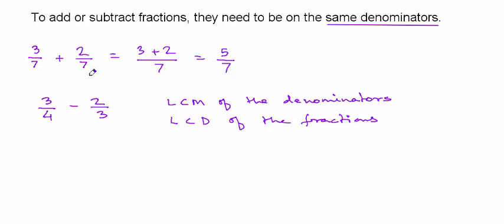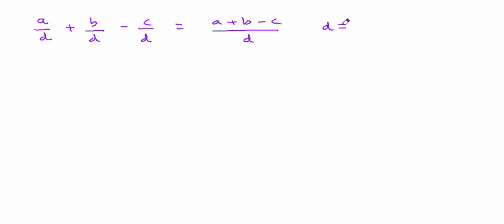The same rules apply when you add or subtract fractions in algebra. Therefore, a over d plus b over d minus c over d is going to be a plus b minus c all over d, because they are all on the same denominator d, provided of course the denominator is never equal to 0. If the denominator of a fraction is 0, it indicates division by 0, which is not allowed.